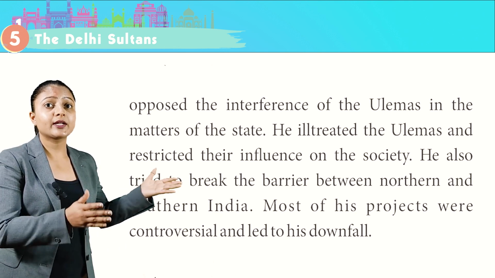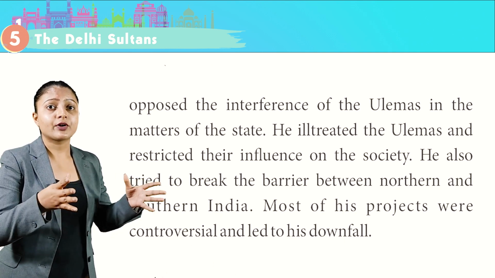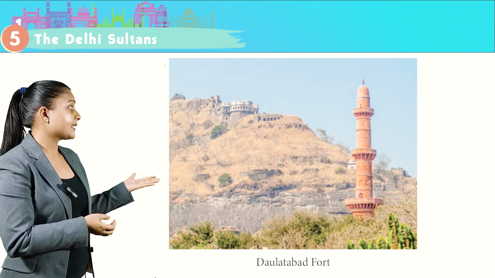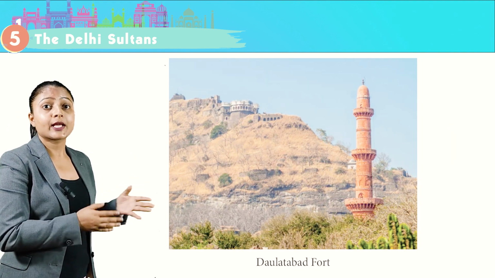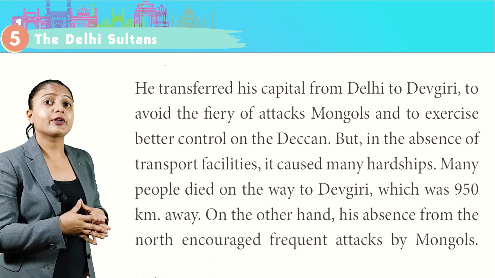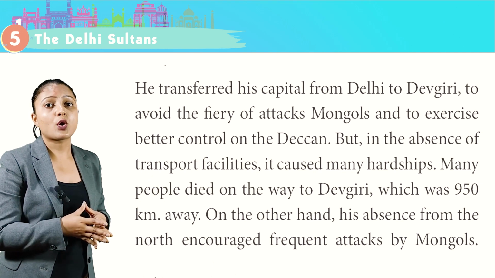He also tried to break the barrier between northern and southern India. Most of his projects were controversial and led to his downfall. This is an image of the Daulatabad fort. He transferred his capital from Delhi to Devgiri to avoid the fury of attacks by Mongols and to exercise better control over the Deccan.